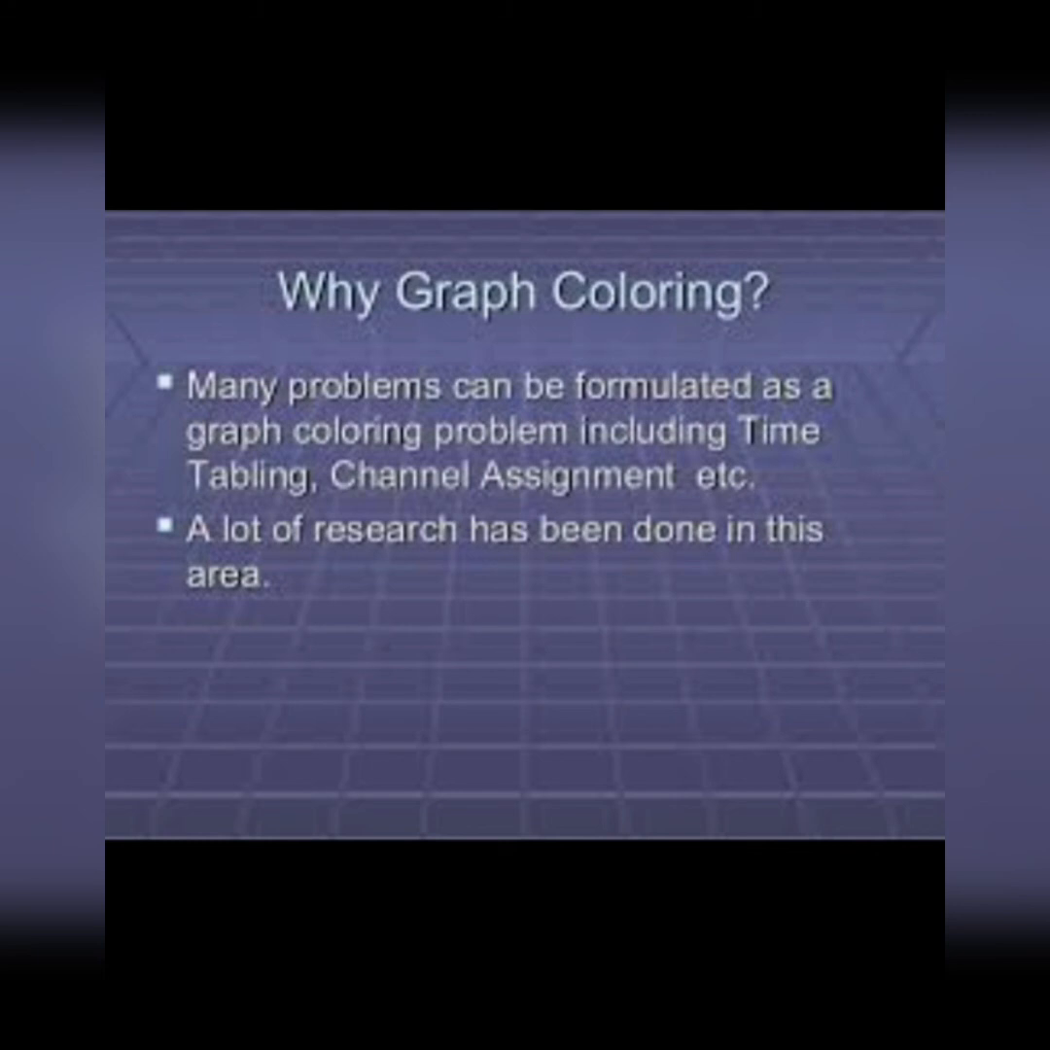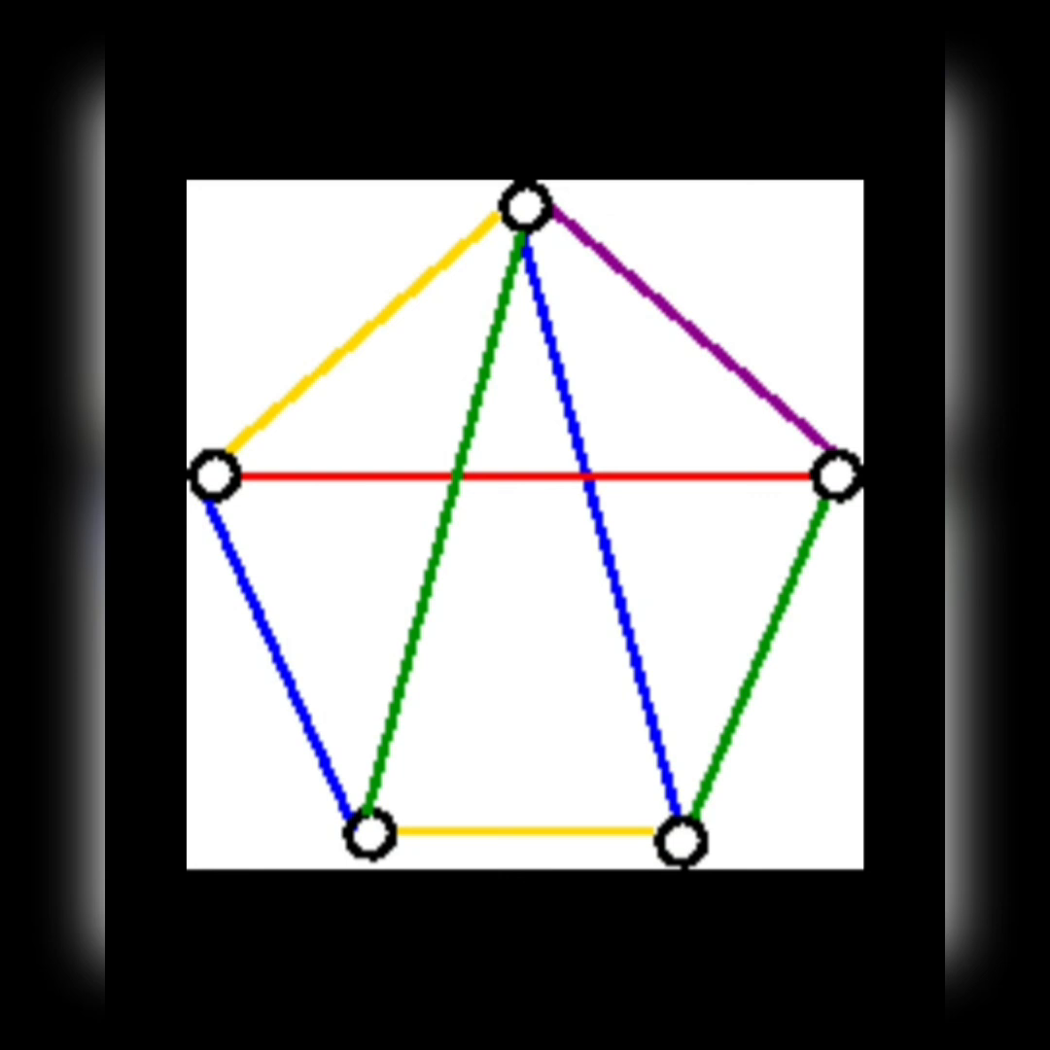colored differently. Several research efforts are going on in this area of mathematics, the coloring of graphs in graph theory. It has many practical applications too; graph coloring problems can be formulated for time labeling, channel assignment, etc. It has many practical applications in mathematics as well as other fields. So we have seen what vertex coloring is: coloring the vertices of a graph in such a way that adjacent vertices are colored differently.